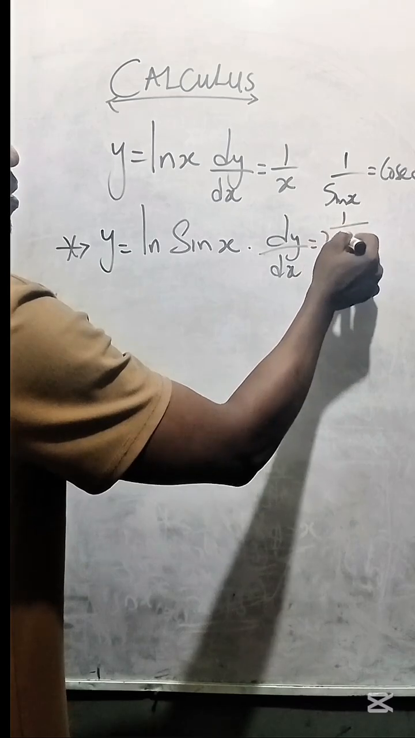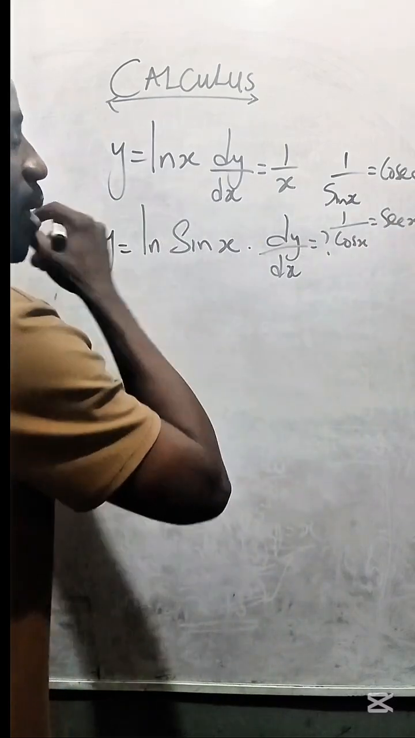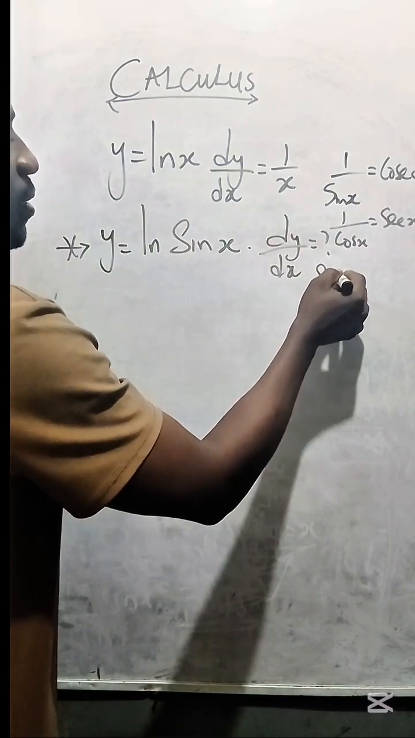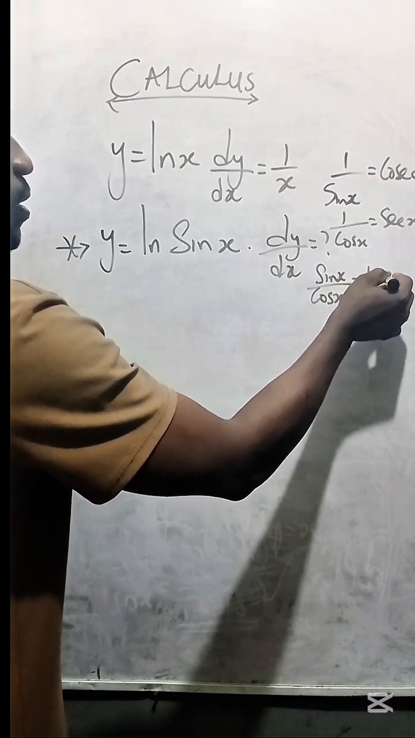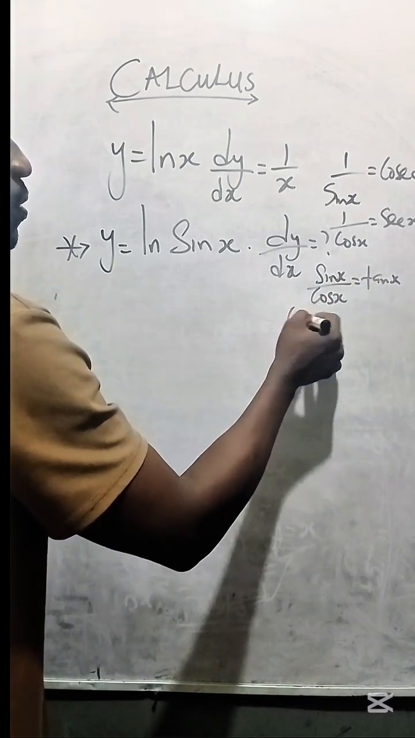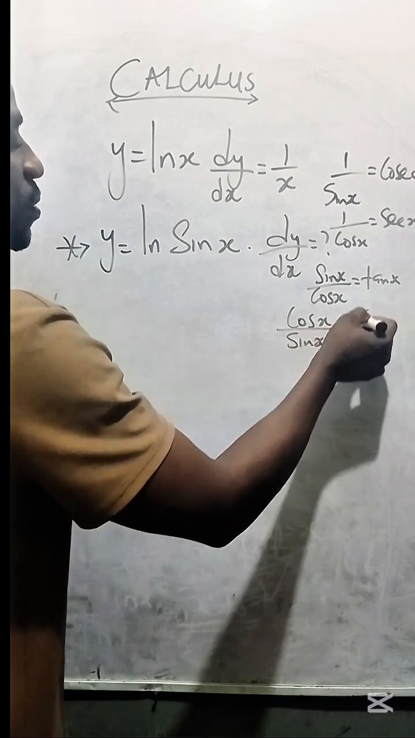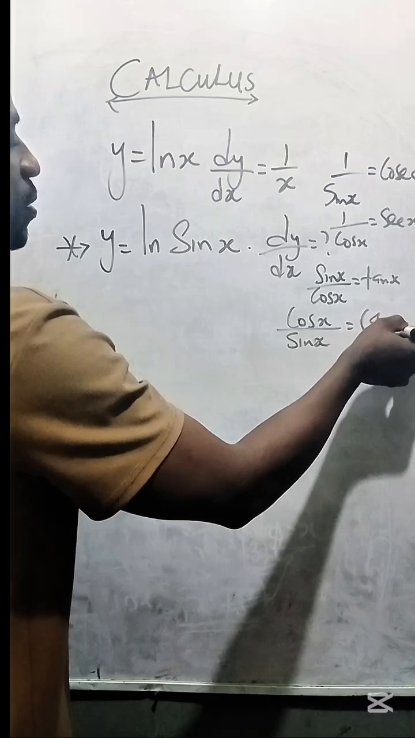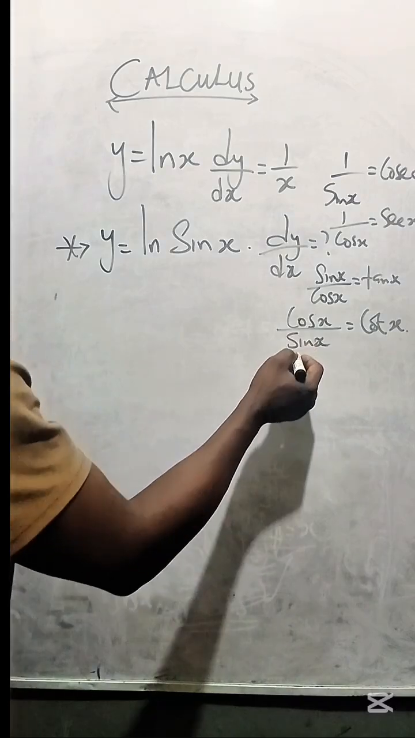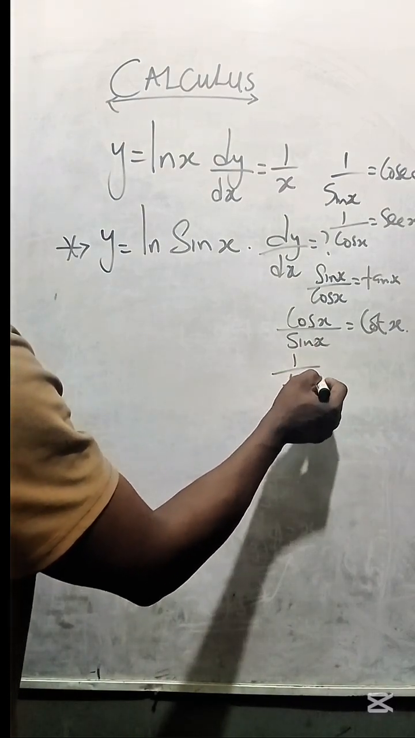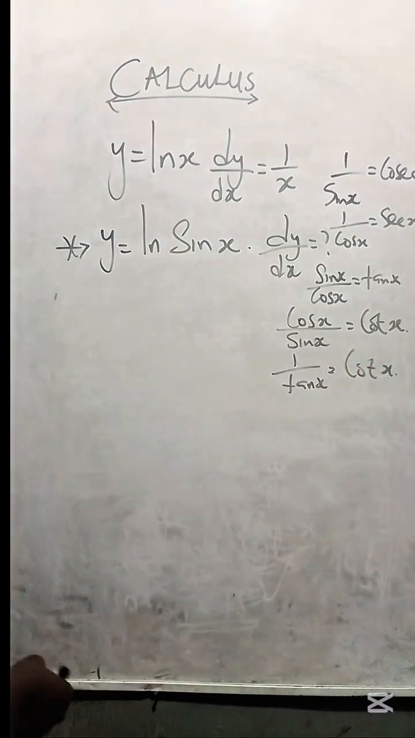1 over cos x is equal to sec x. Sine x over cos x is equal to tan x. Cos x over sine x is equal to cot x. Then 1 over tan x is equal to cot x, as the case may be.